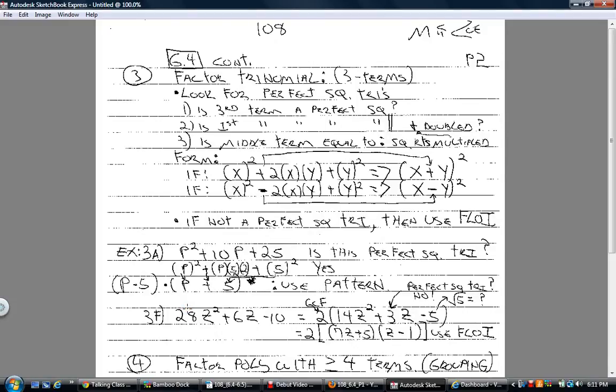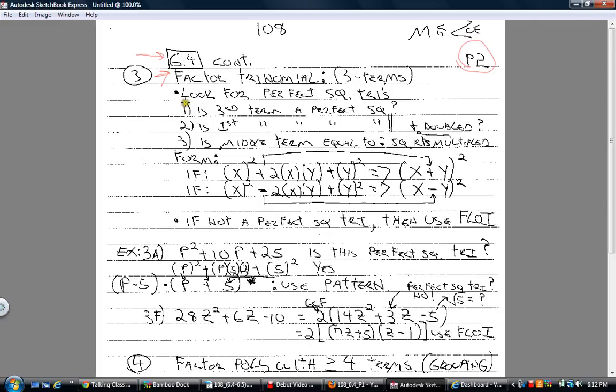Hello 108 students, welcome back to section 6.4, and we're going to tackle page 2 and continue on our general systems approach to factoring. Here we're going to work on step 3, or objective 3, which is factoring three terms, or a trinomial.